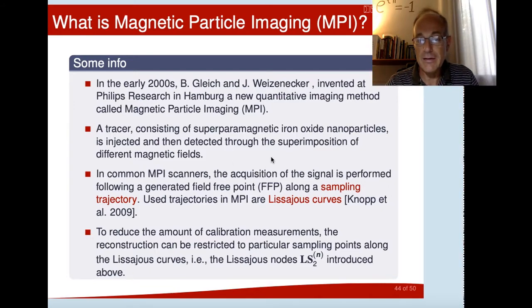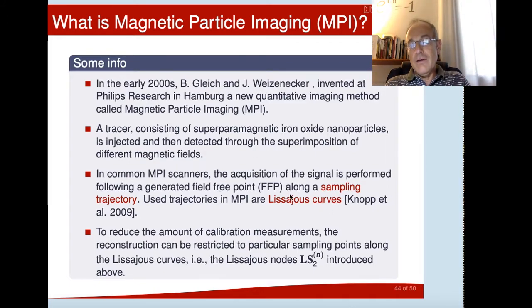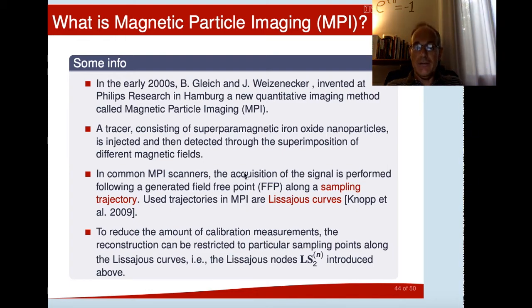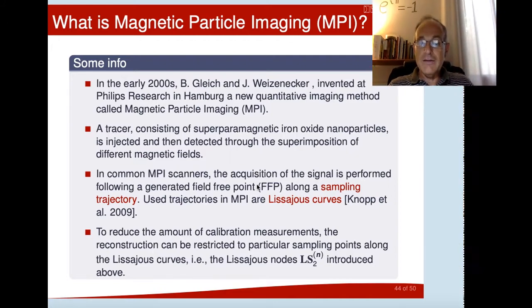I show in the next slide a picture of a typical MPI scanner. In common MPI scanners, the acquisition of the signal is performed following a generated field-free point along a sampling trajectory, and the trajectory is a Lissajous curve. Now we know why the Lissajous points, which discretize the Lissajous curves, are important in applications, especially for image reconstruction, because they have found a very useful setting in this MPI reconstruction.